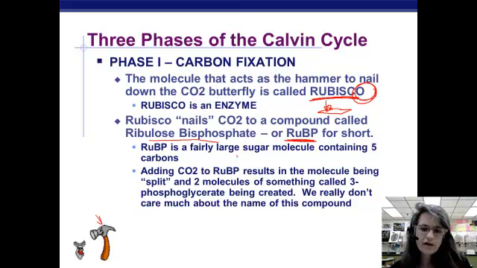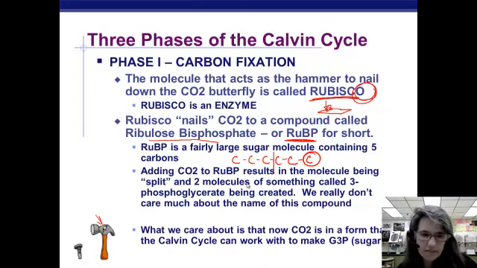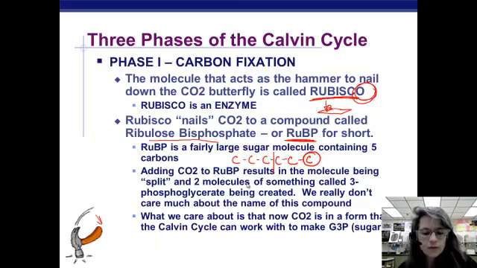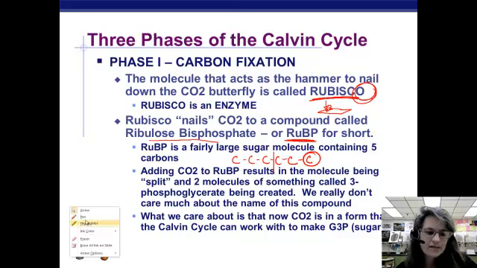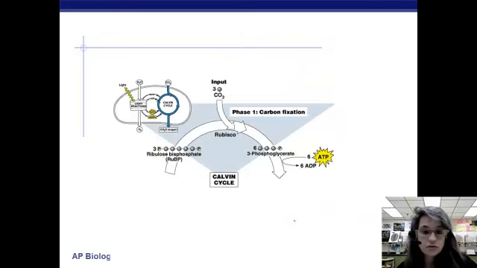If we have a 5-carbon molecule, and we add the 6th one that comes from the CO2 to it, what happens at this point is it's going to split into 2 3-carbon molecules. We really don't care about the name of it. I'm just telling you that that's what happens because it'll make sense when you see the diagram in just a second. So what we really care about is now CO2 is in a form that the Calvin cycle can use to make sugar. Okay? It is now in a usable form.